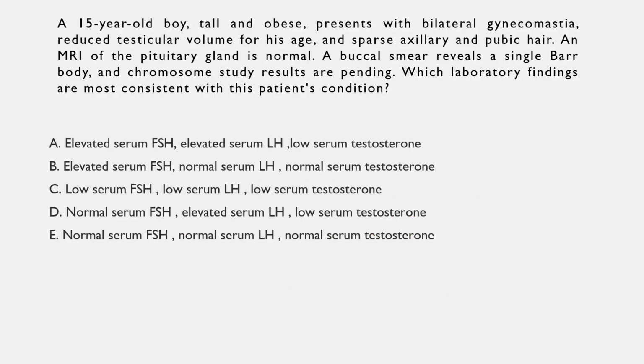Let's have a look at the second question. A 15-year-old boy, tall and obese, presents with bilateral gynecomastia, reduced testicular volume for his age, and sparse axillary and pubic hair. An MRI of the pituitary gland is normal. A buccal smear reveals a single bar body and chromosome study results are pending. Which laboratory findings are most consistent with this patient's condition?